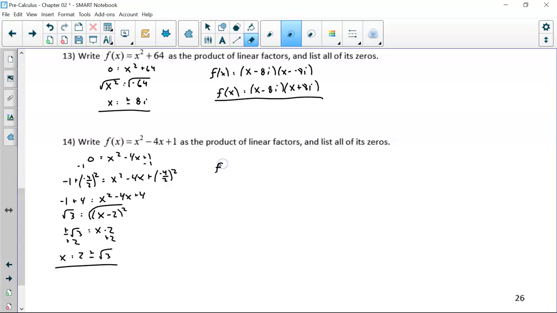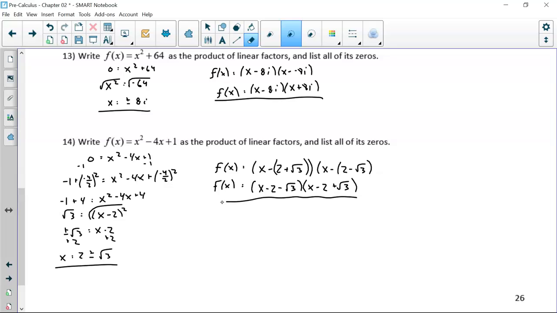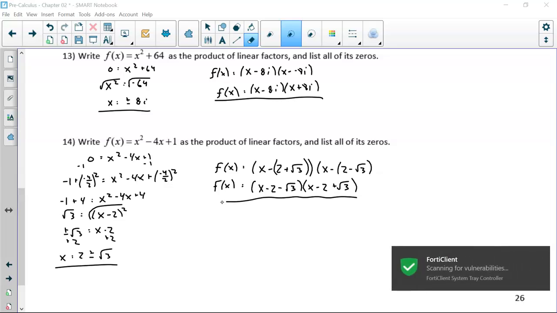So for my linear factors, f of x equals x minus the quantity 2 plus the square root of 3, times x minus the quantity 2 minus the square root of 3. So our factors, f of x equals x minus 2 minus the square root of 3, x minus 2 plus the square root of 3. There's our linear factors. That's what it would look like with linear factors.